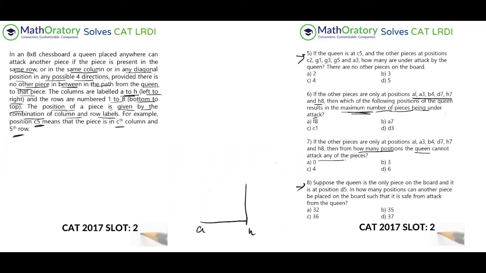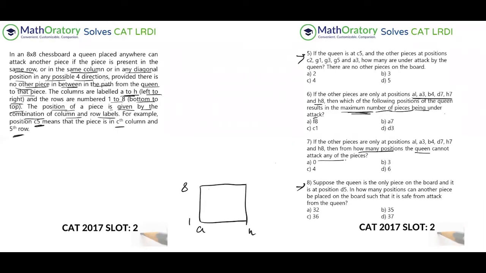Let me elaborate this with this diagram itself. Check this out. Suppose the queen is at column A, right? So first of all, it can attack anyone who is on column A, as long as there is no other piece blocking the view of the queen or something like that.